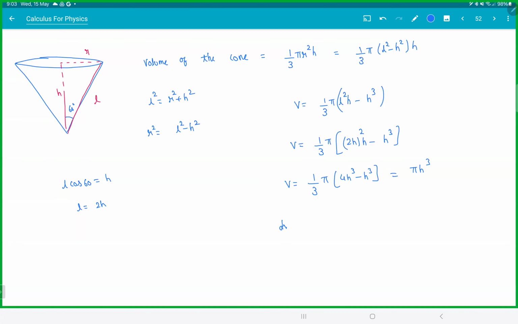So what am I asking? Differentiate with time. You're asking the rate of change of H. dV by dt, pi is constant. What is the differential of H cube? 3H square dH by dt.